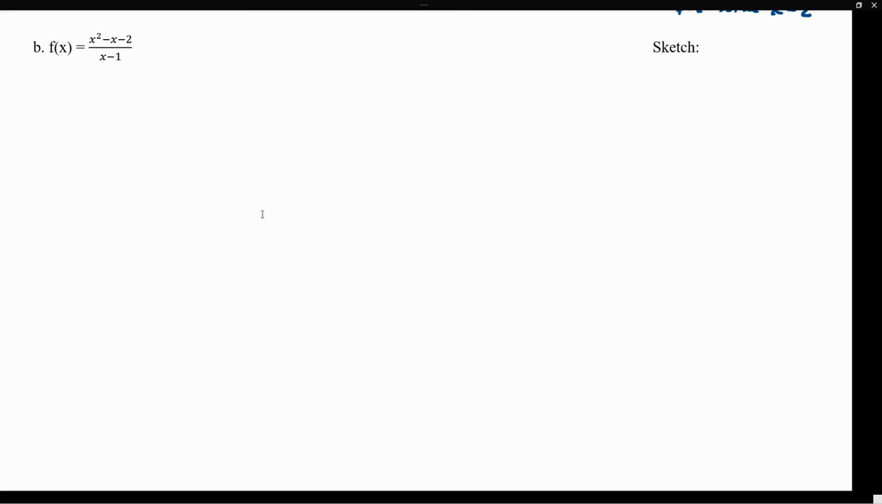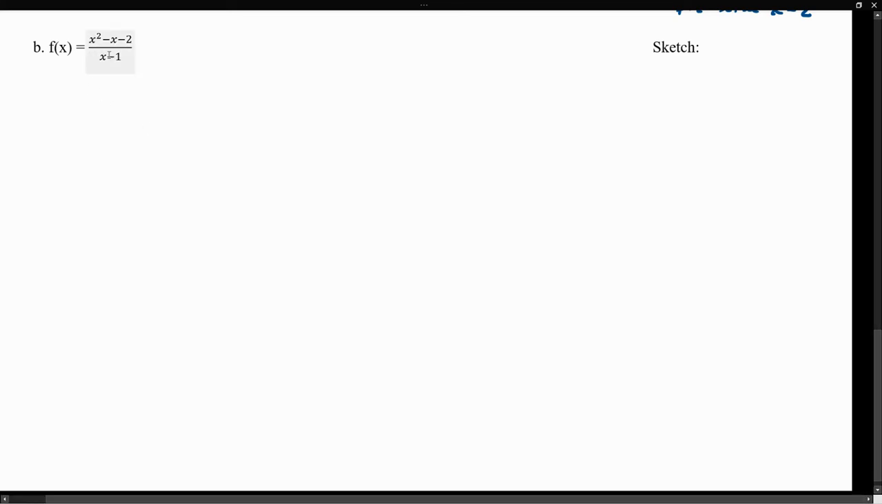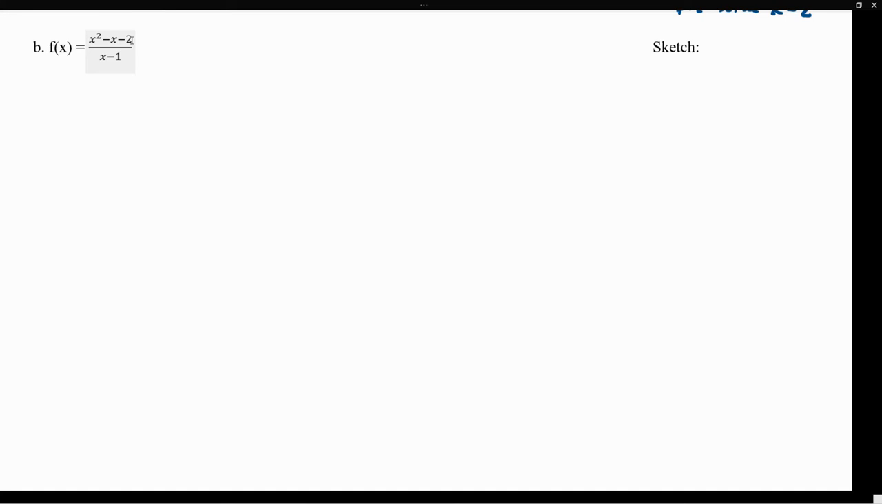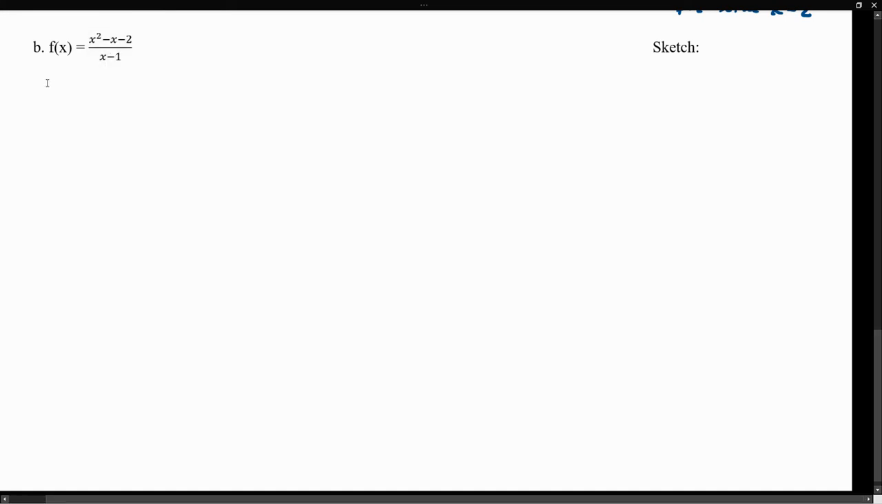So let's try to graph this function f of x. And again, the first thing that I want to see is, can I simplify the function? Well, it doesn't seem the case, because I can definitely factor the numerator as x plus 1 and x minus 2, but that's not going to cancel out with the denominator. So I cannot simplify this any further.